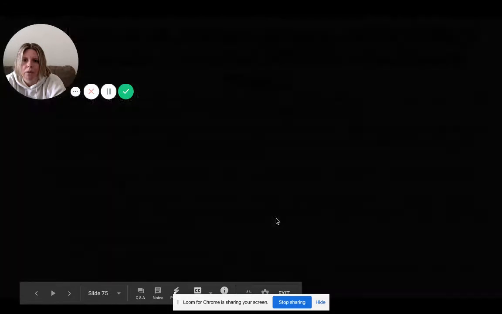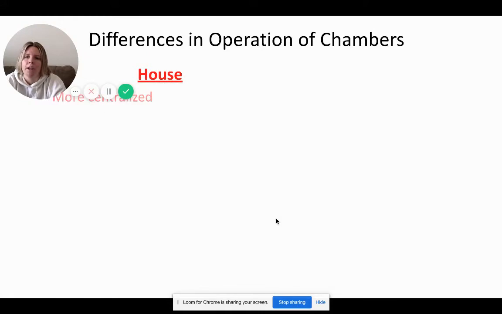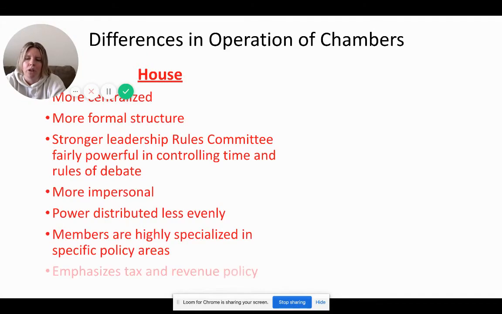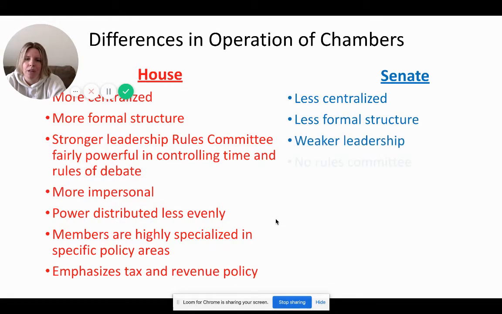Okay, cool. So let's jump into differences in the chambers. So House is more centralized. It's more formal structure, a lot more rules. In the Senate, less formal. It's less centralized. The leadership's not as strong in the Senate, because if I'm in the House and the Speaker of the House says, you better vote for this bill, otherwise we're not going to fund your re-election effort, then I'm like, okay, then I better do it.